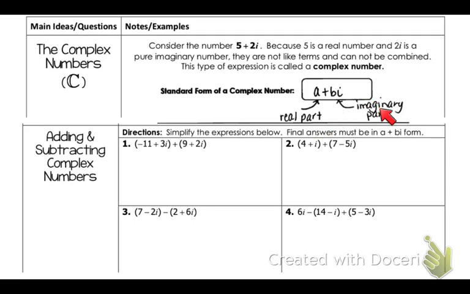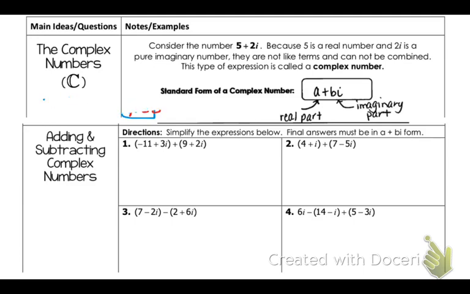So this is your real part. This is the imaginary part. Now, think about it as i being a variable. Now, if I were to tell you, hey, this is 7 plus 3x, and I said, can you combine those? Okay, the answer would be no. You cannot combine those. But the moment I add an x for the 7, then this turns into a yes. Okay, so keep that in mind.